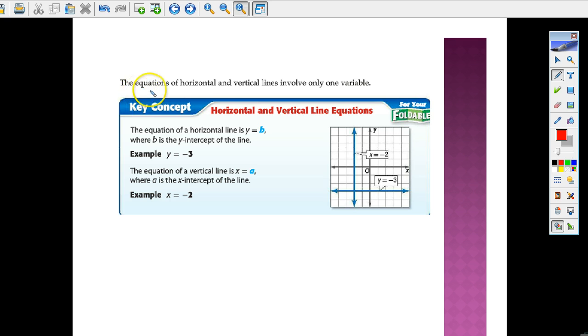Alright, welcome back. The equations of horizontal and vertical lines involve only one variable. So if it's a horizontal line, like the example we just did, it's going to be y equals a number. When it's a vertical line, it's going to be x equals a number. Just like that, x equals negative 2. Any point on this line is going to have an x of negative 2.